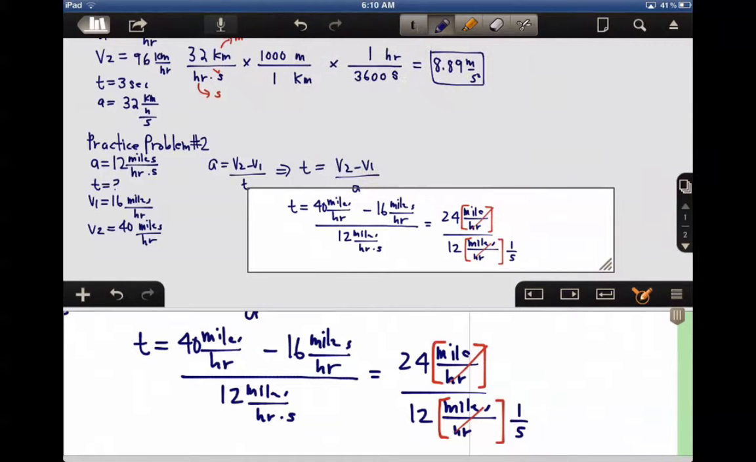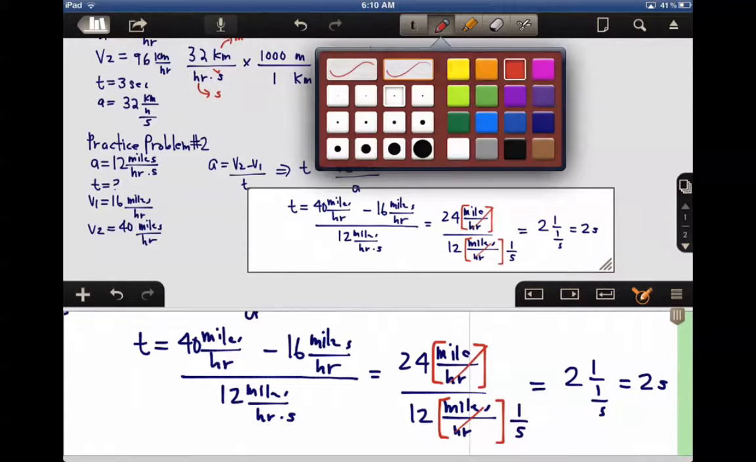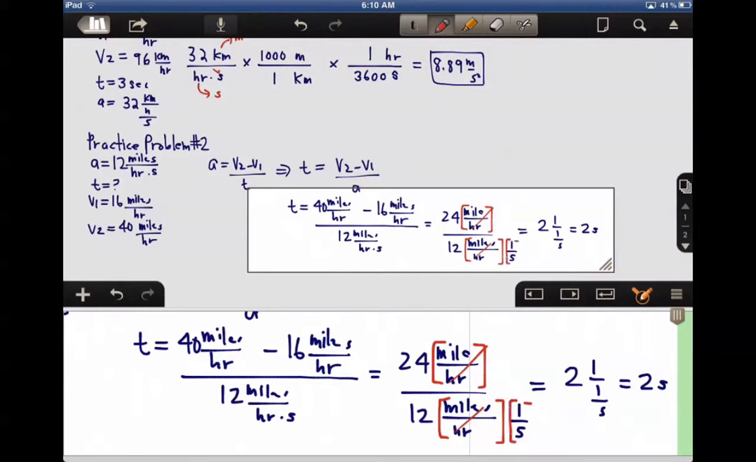And I will be left with 24 divided by 12. And I'm going to get 1 over a second as my unit, or that's 2 seconds. Because this down here is really 1 over, because it's in the denominator, 1 over a second.